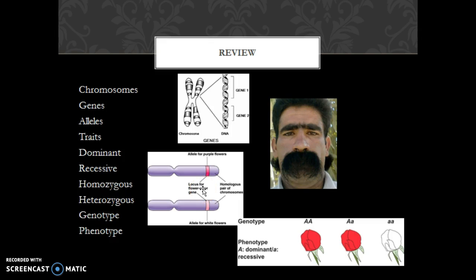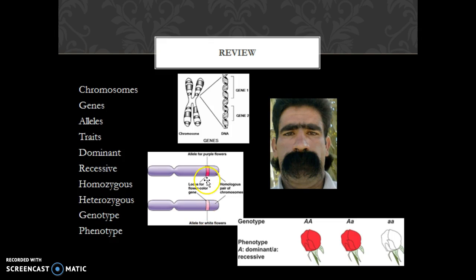Recall that alleles are different forms of a trait. So the trait is flower color. This gene right here codes for purple flowers, so the allele would be purple. And down here, this gene codes for white flowers, so the allele would be white.